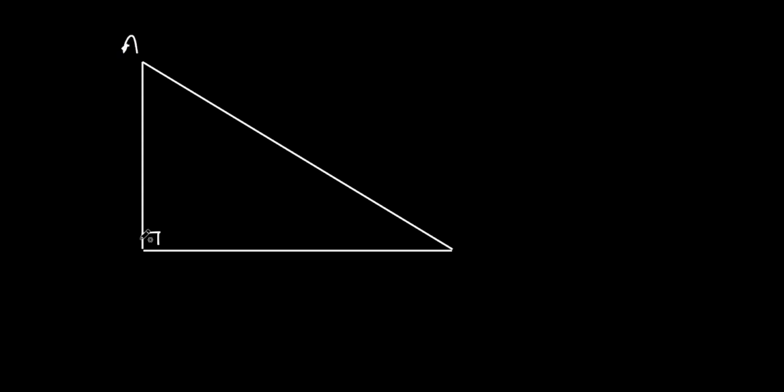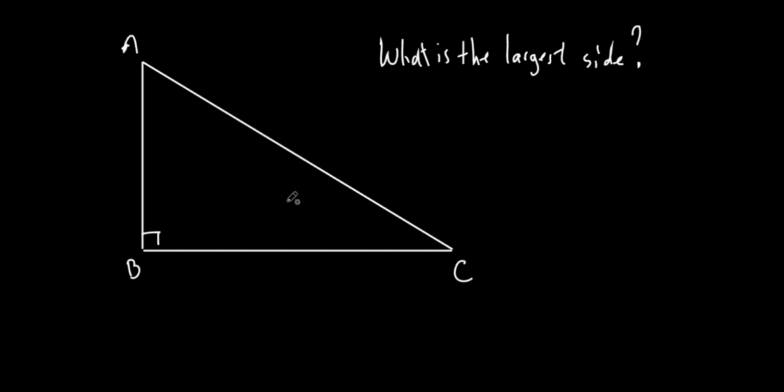Let's just do this. I'm just going to call this ABC. What if I asked you, what is the largest side? And that's all I tell you. I don't even tell you the lengths of the sides. That's all I tell you. You got a right triangle. Okay, but you should be able to tell me which one is the largest side. Why AC?